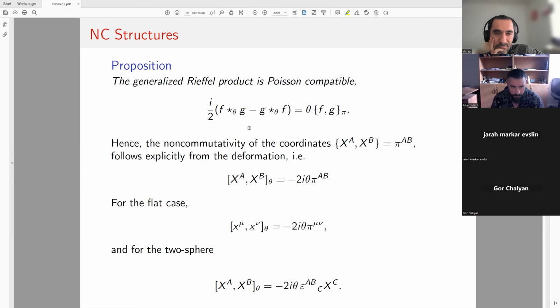Nevertheless, one thing I want to stress is that the generalized Rieffel product is Poisson compatible as well, which means basically if you take f star g minus g star f, you get the Poisson bracket. And actually Dirac already guessed this to first order. So he knew there was some relation with this in quantum mechanics. He saw somehow the connection between the commutator and the Poisson bracket of Q and P.